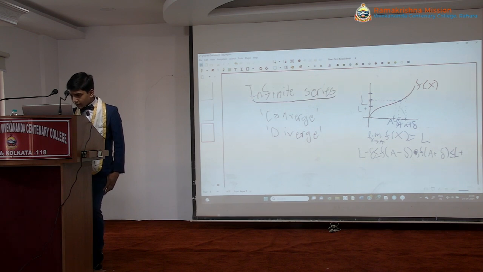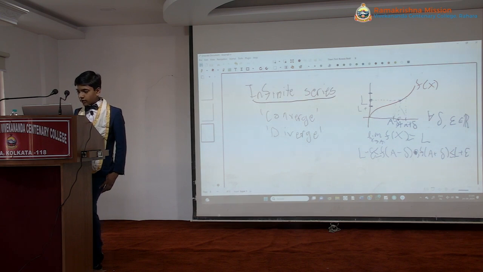How do I get the pen to this corner? For all real delta and epsilon. This is just some fancy notation. It's for shorthand. You don't really need to worry about it. All right.